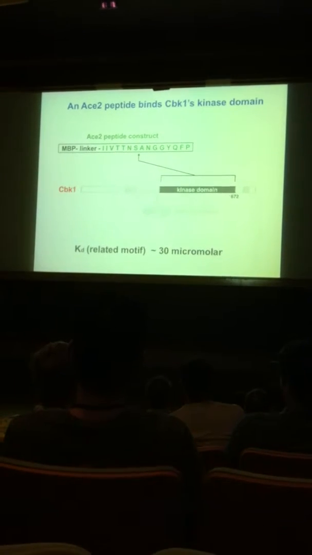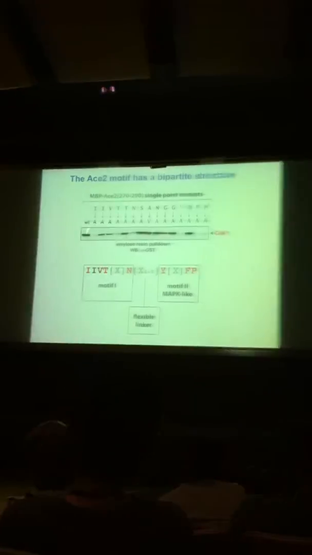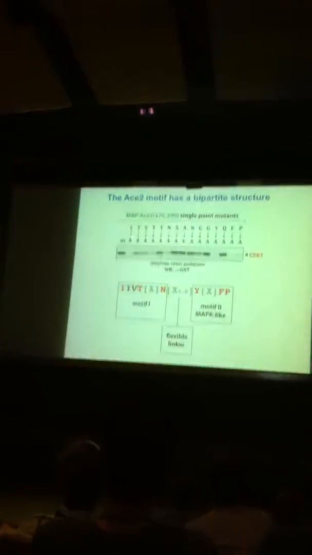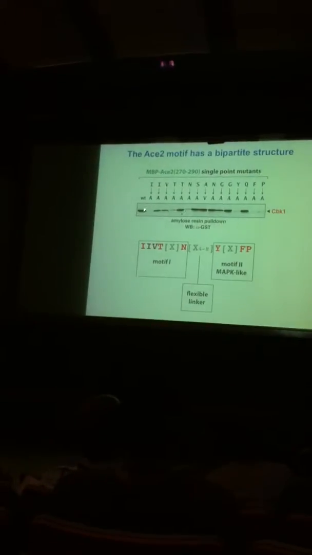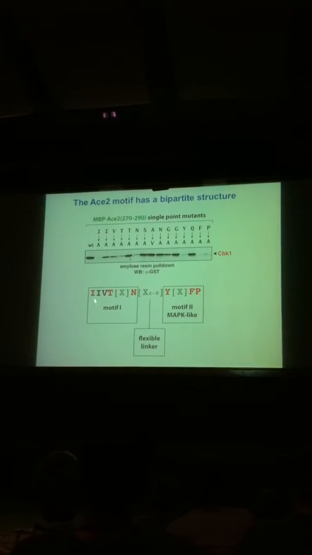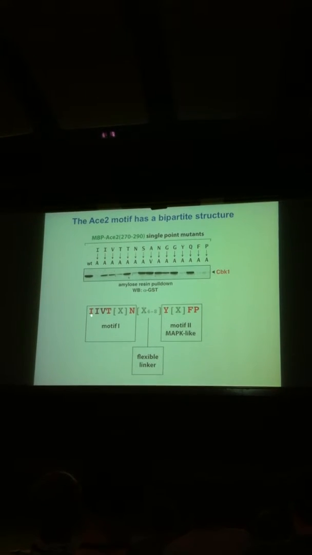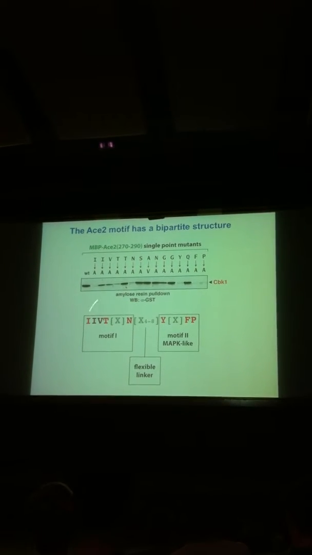The type of motif is about 30 micromolar, so it's a relatively weak interaction. Each of these represents a different pull down in which you've done an alanine scan through the motif. And what Brian and Mashida Alam, an undergrad in the lab, found is that the motif has important binding determinants at either end. There's an N-terminal portion of the motif where substitutions really disrupt binding.